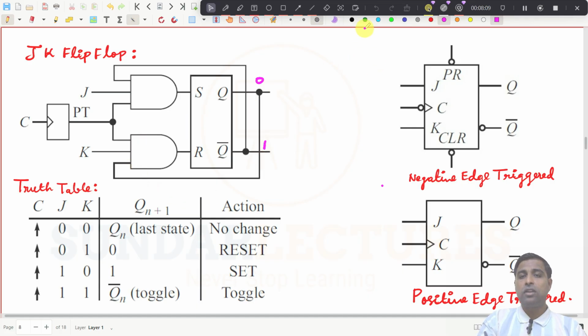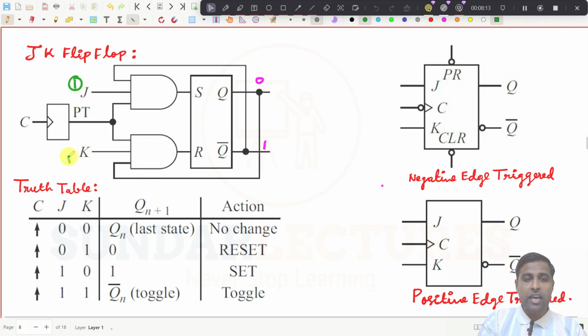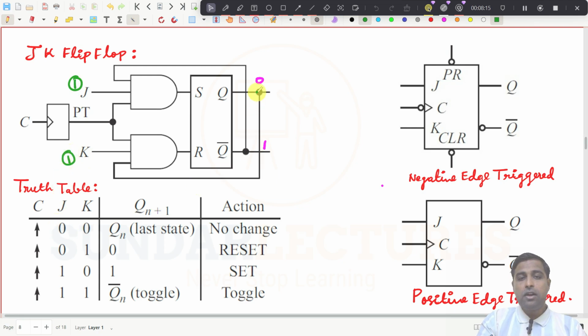If this is 0, this will be 1. And I am going to explain now, if J is equal to 1 and K is equal to 1, what happens? So this 0 will go here, so this will be now 0. This 1 will go here, so this will be now 1. Let us assume the clock pulse is high at all times, to understand things. So this one becomes now 1, right? Am I right or wrong? So this will be now.